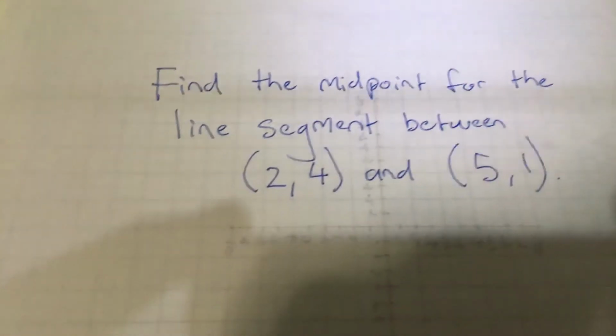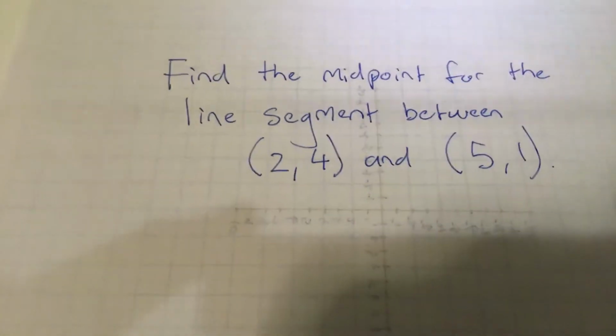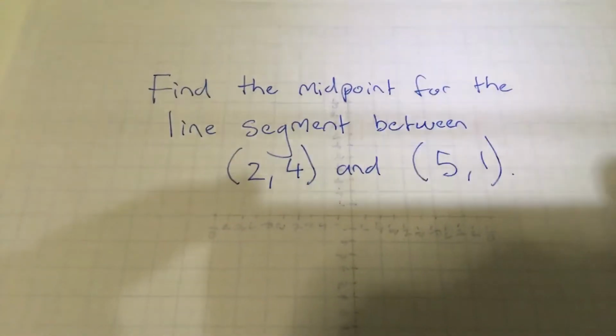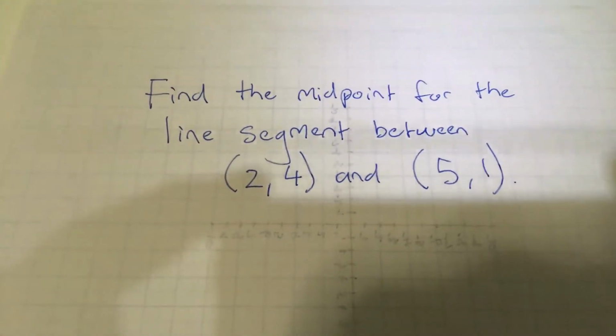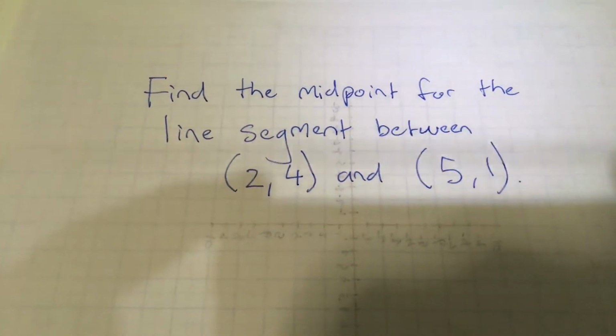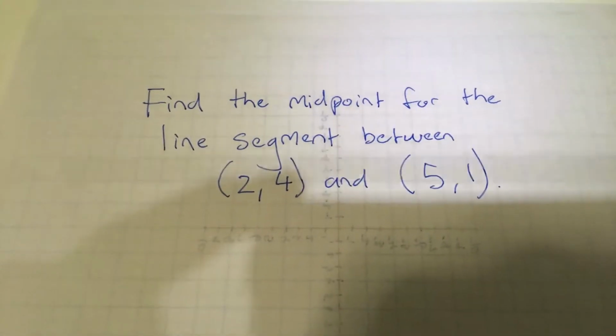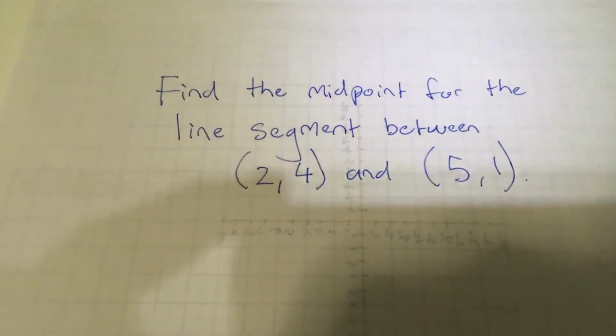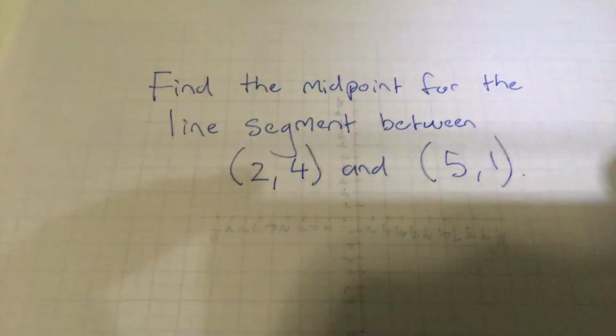Ladies and gentlemen, today we're going to look at finding the midpoint of a line segment, and for the example I've got here, we're going to look at between the coordinate points 2, 4 and 5, 1. So there's three ways we can go about doing this.